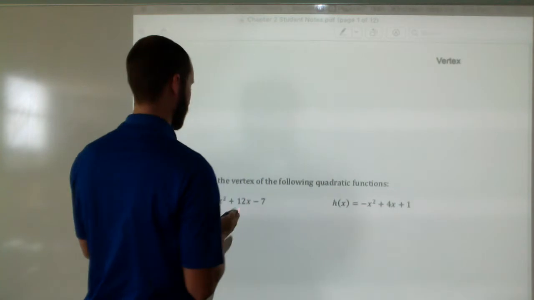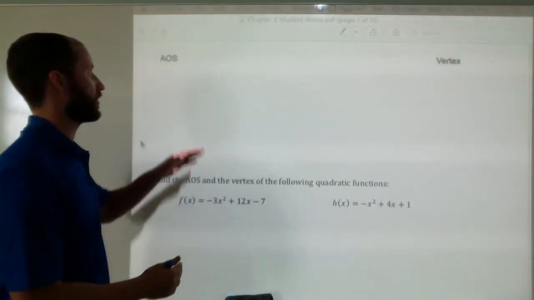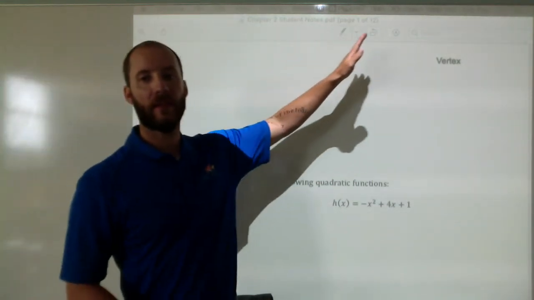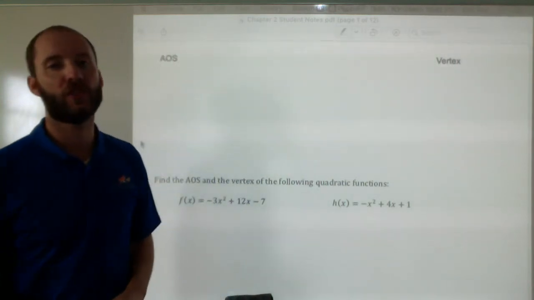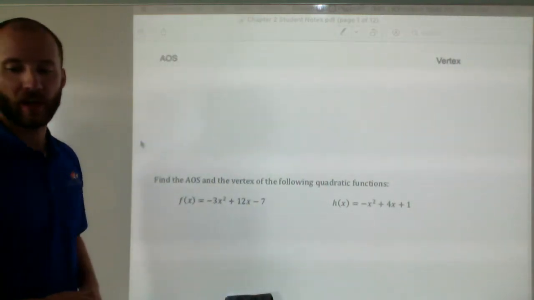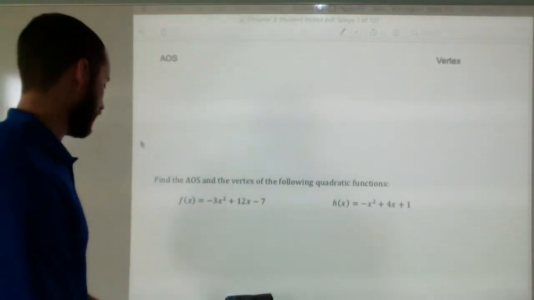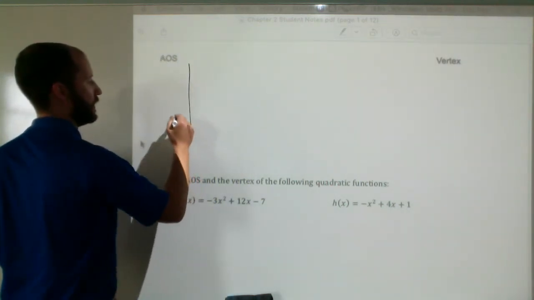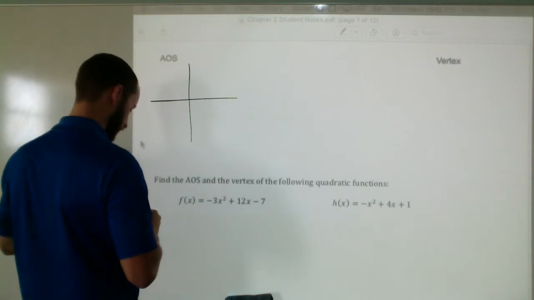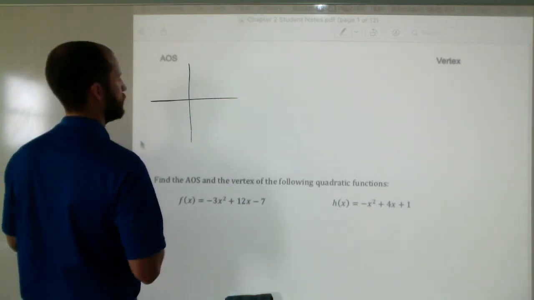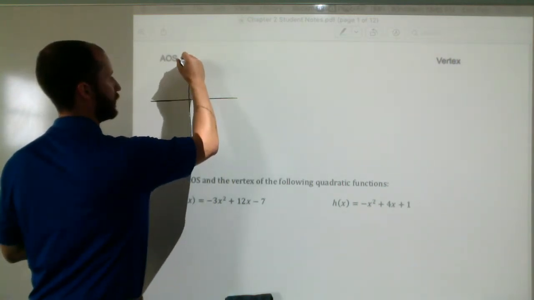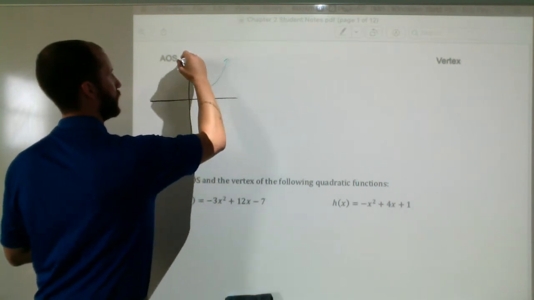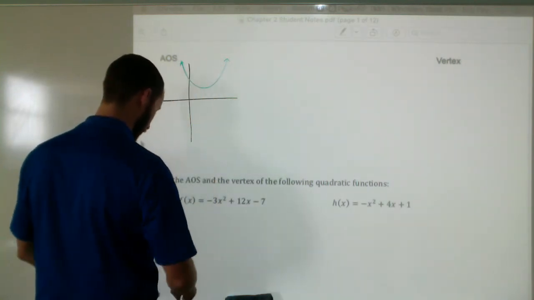So two of the big things that we're going to look at with these quadratics are the axis of symmetry and the vertex. Those are two really defining characters of these quadratic functions. So the axis of symmetry, let's get a coordinate plane here. And we'll draw a simple quadratic curve. We'll make this one going up.